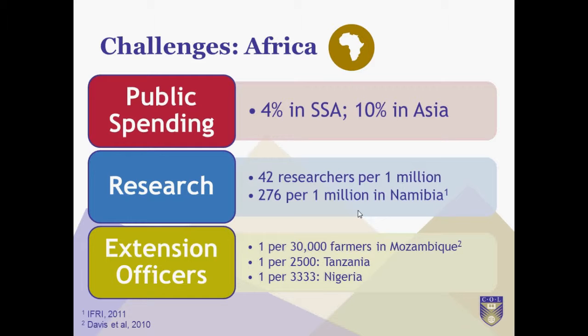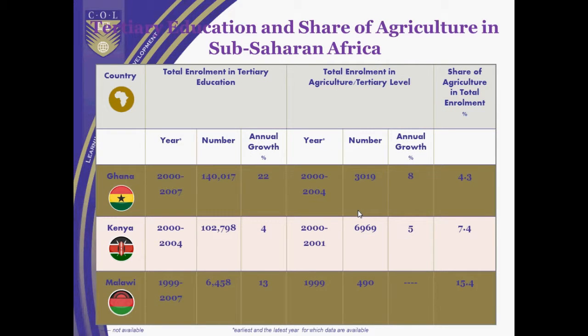The enrollments in agricultural higher education are much lower than overall tertiary enrollments. I'll just take examples from three countries, Ghana, Kenya, and Malawi. In Ghana, they constitute 4.3% of all tertiary enrollments, while in Kenya it's 7.4%, and in Malawi, 15.4% of the total share of tertiary enrollments. Today, Africa is the youngest continent on the planet, with a need for more education and training opportunities.